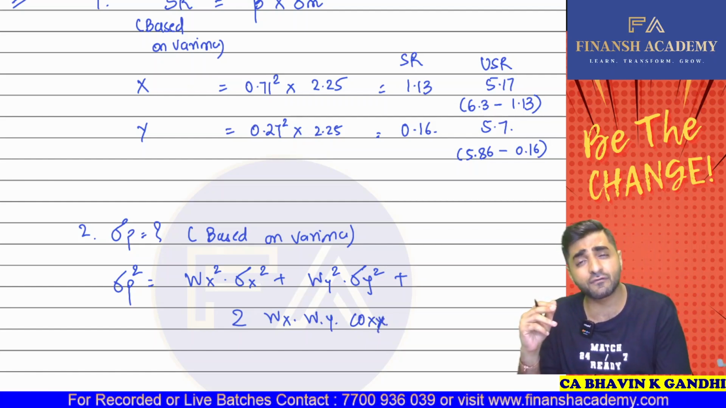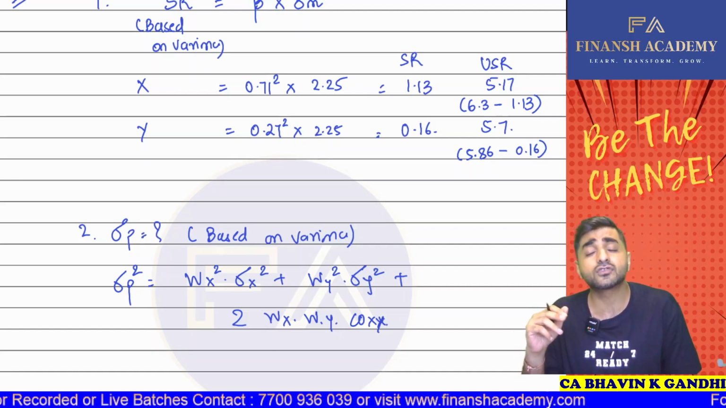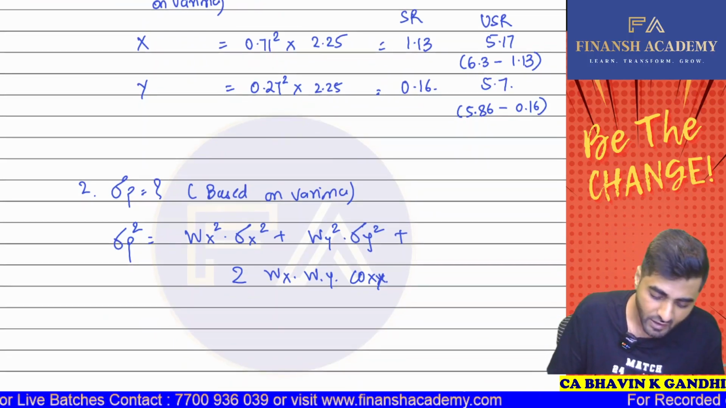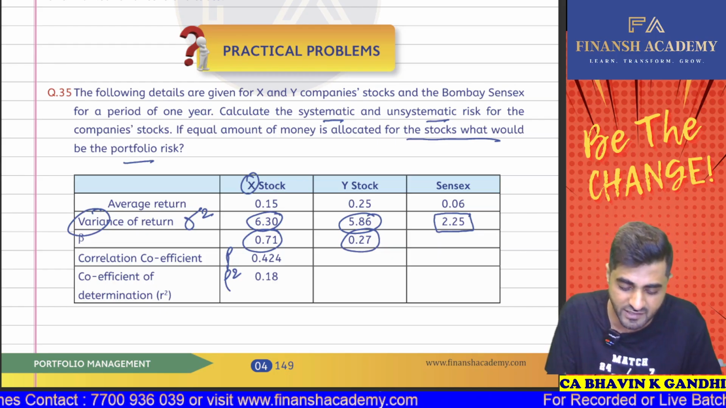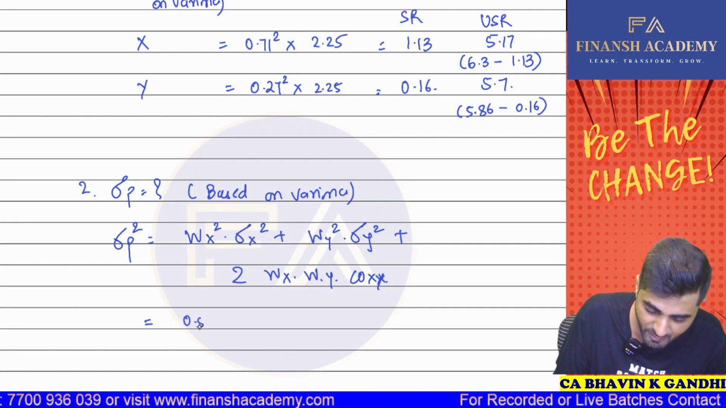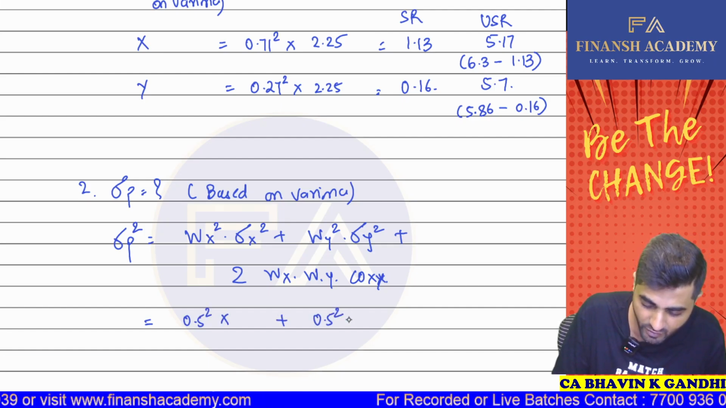Is this formula sufficient for you? Now you must be wondering, sir, you have forgotten root, but this is already variance. So that is standard deviation square. Okay, so there is no need for any root for the same. Now, what is your weights of X square? So my dear students, they have told you that if equal amount of the money is to be allocated, so can I say this will be 0.5 square? This will also be 0.5 square.